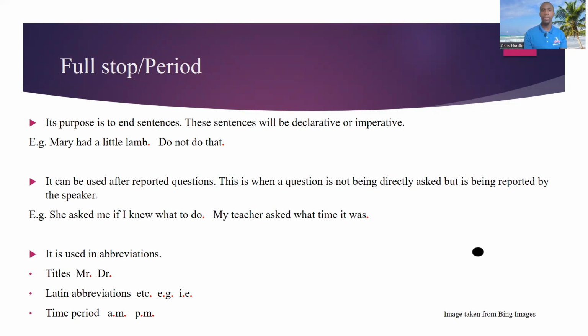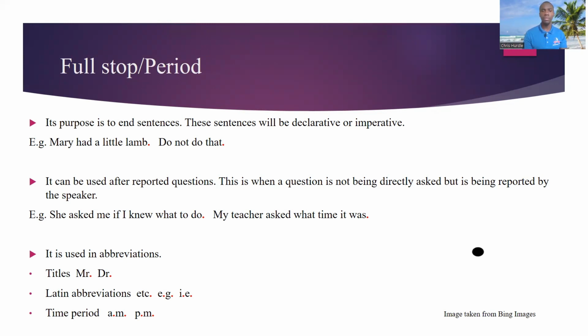Similarly, my teacher asked what time it was. It was not what time it is, but what time it was, it's in the past. So it's a reported question. Okay, so we use a full stop then. Just understand that if a question is being asked indirectly, then it must be followed by a full stop, not a question mark, right?